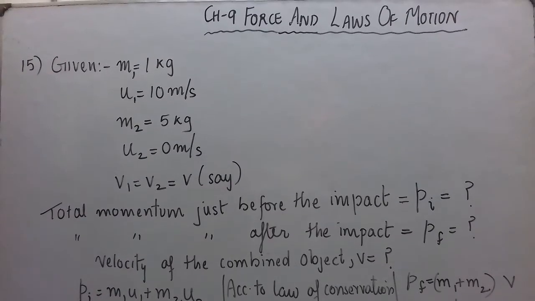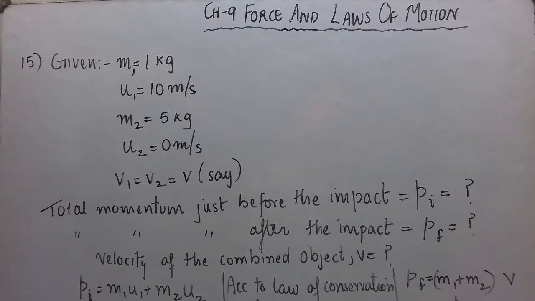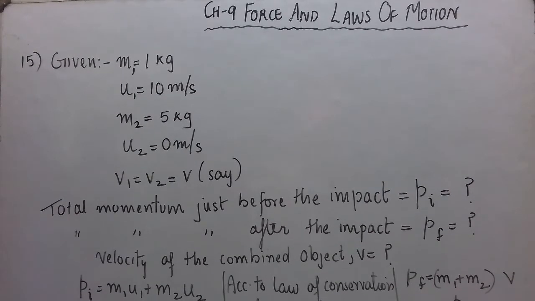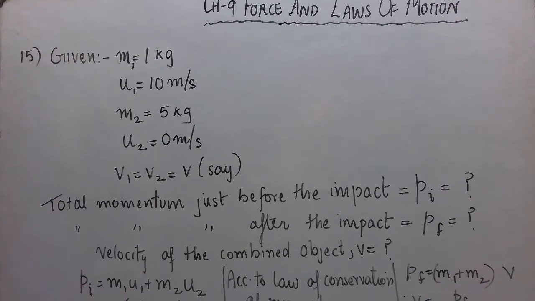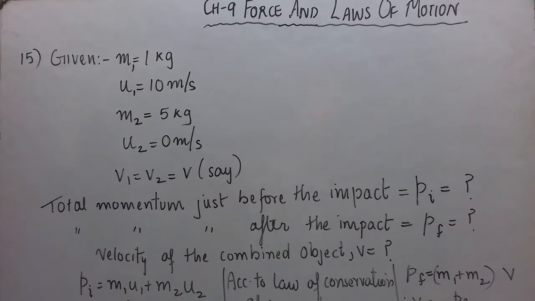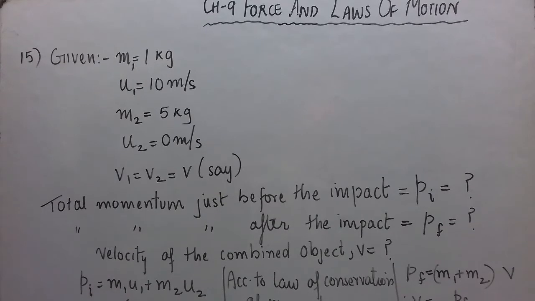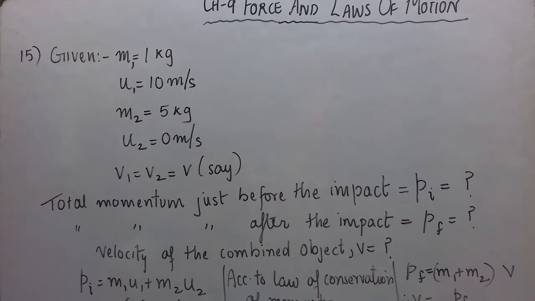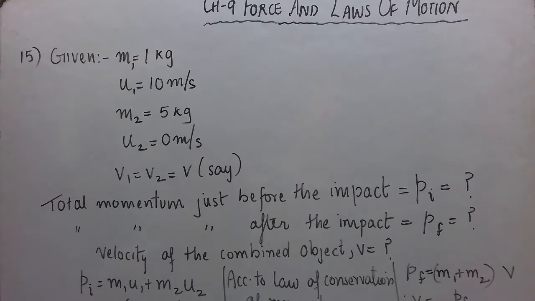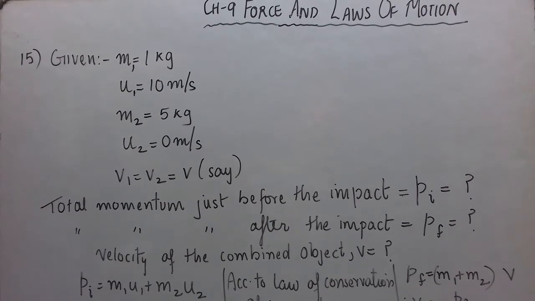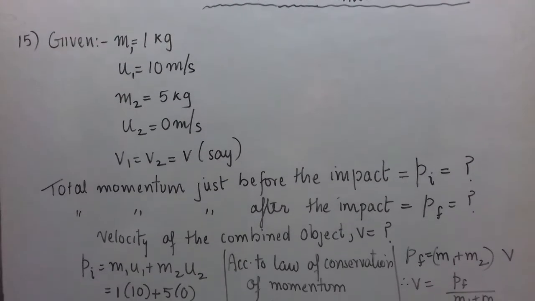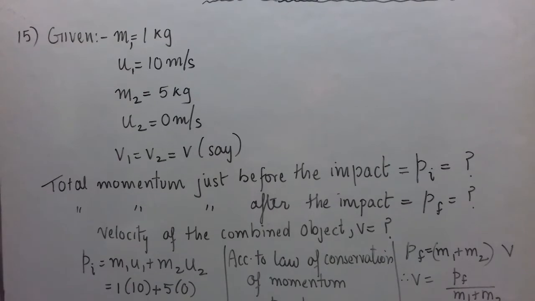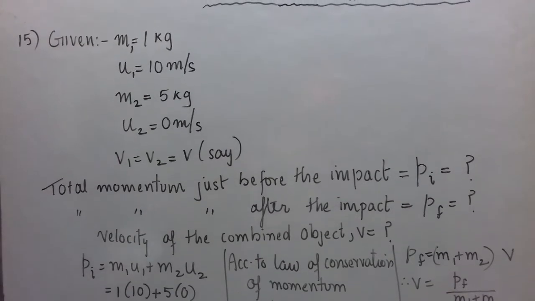Now 15th question. An object of mass 1 kg travelling in a straight line with a velocity of 10 meter per second collides with and sticks to a stationary wooden block of mass 5 kg. Then they both move off together in the same straight line. Calculate the total momentum just before the impact and just after the impact. Also calculate the velocity of the combined object.